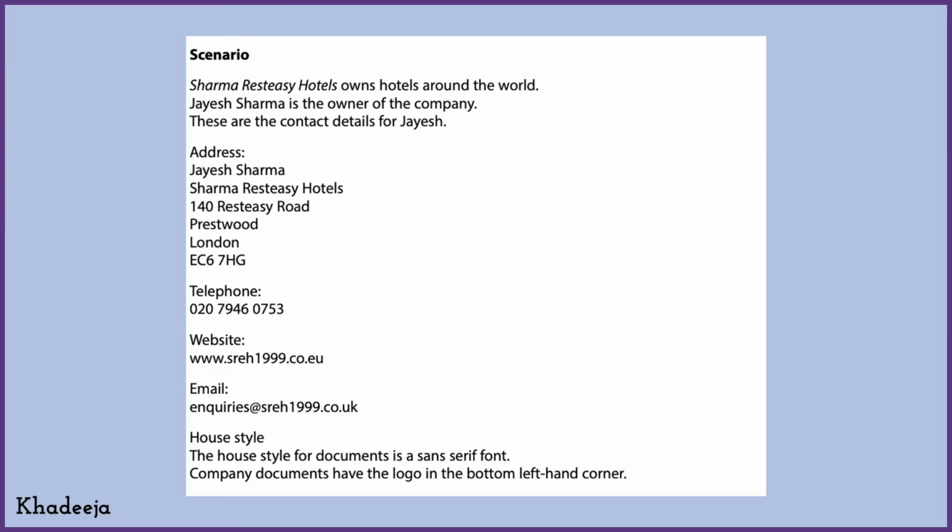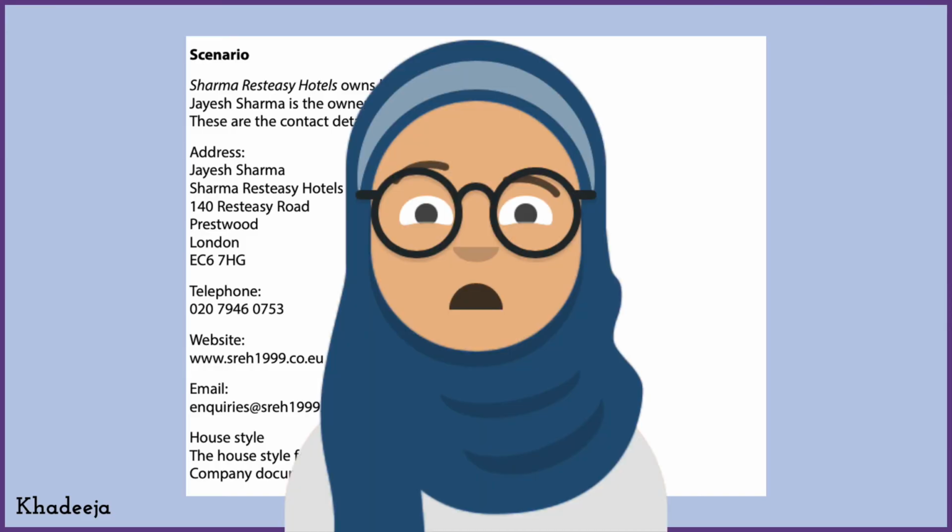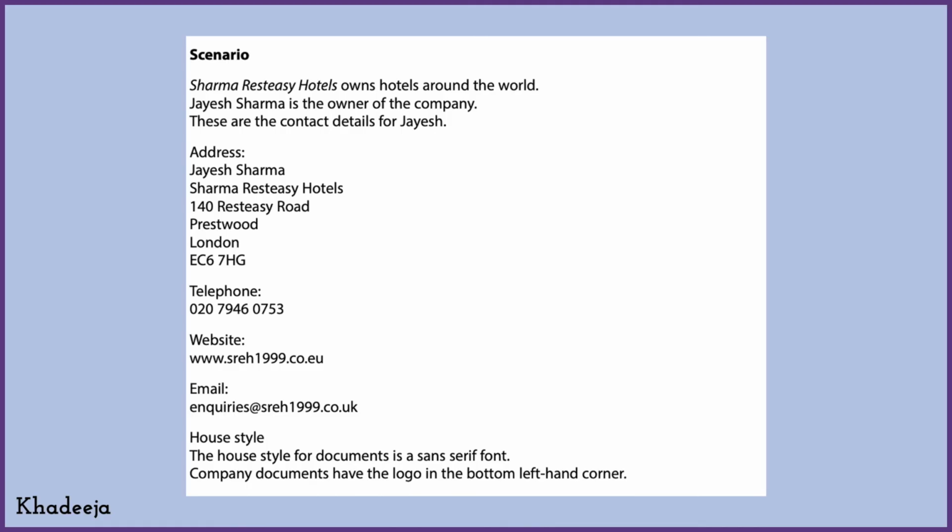So if in a future question it says use the house style, don't get confused, because some people just skim over this data, and then later on when it says use the house style of the business, they'll be like, what house style? Because they haven't read this. So that's what I mean. Okay, so they always give a scenario.